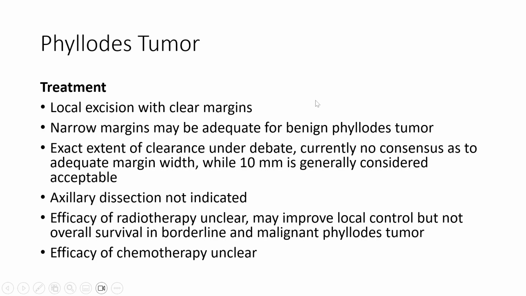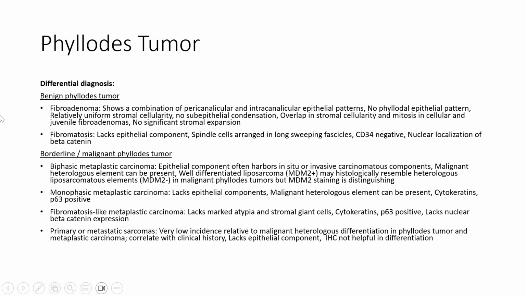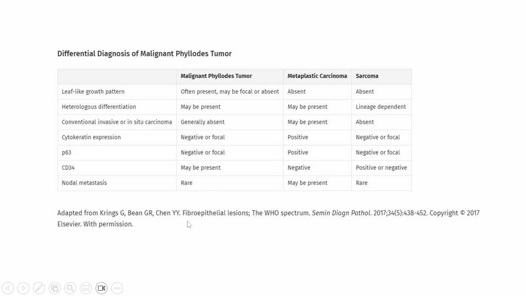And then the treatment is just local excision with clear margin. For benign phyllodes, a narrow margin usually is adequate. And axillary dissection is not indicated. Radiotherapy and chemotherapy are usually unclear whether they are useful in phyllodes. For the differential, we already talked about it. When you are thinking about malignant phyllodes tumor, you may also want to put in the differential diagnosis metastatic carcinoma and even sarcoma.